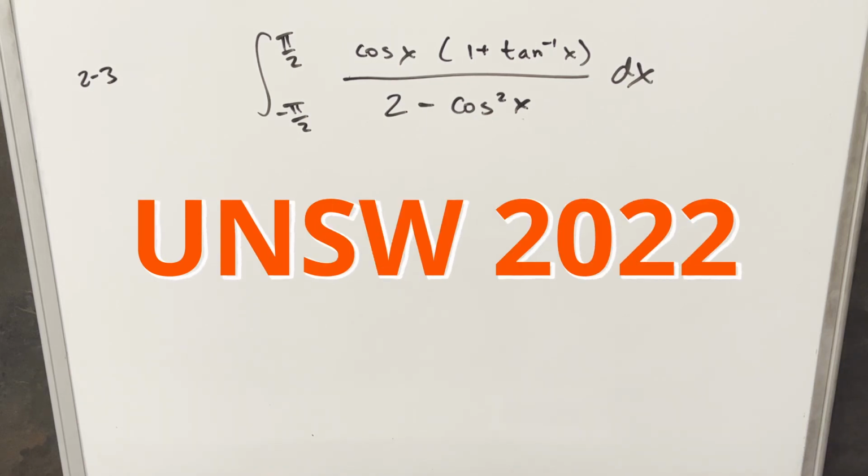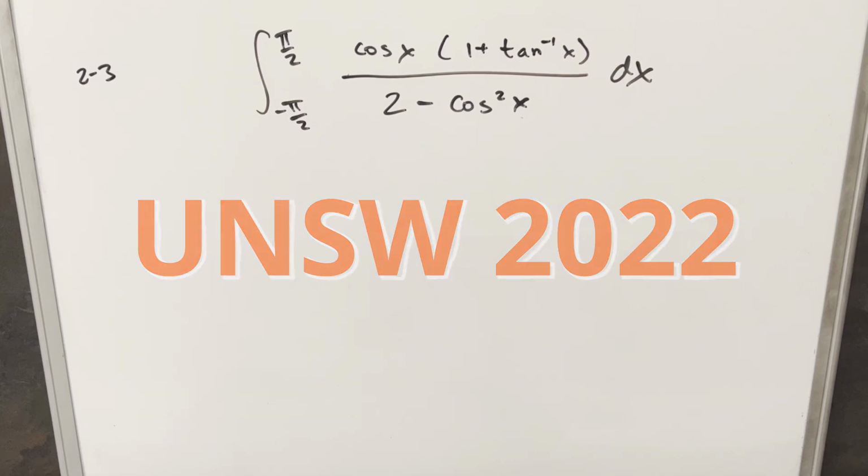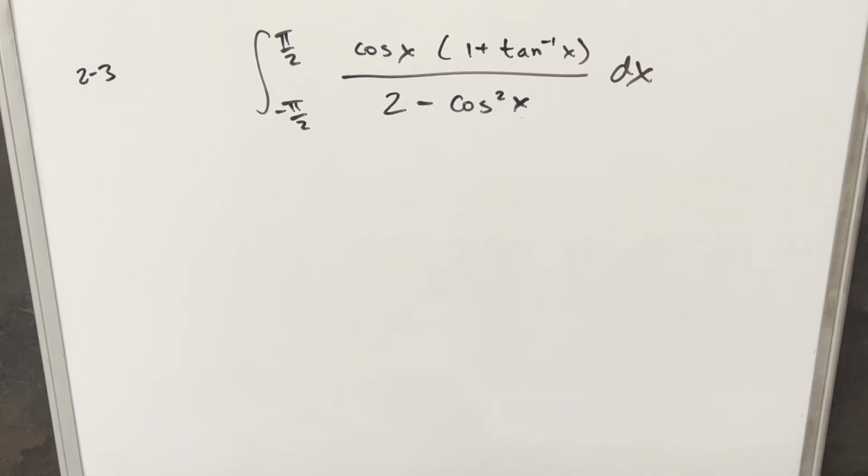Hey, we have here today an interesting integral from the UNSW Integration Bee. This was 2022, knockout round 2, problem 3. We have the integral from minus pi over 2 to pi over 2, cosine x, 1 plus arctan x over 2 minus cosine squared x dx.